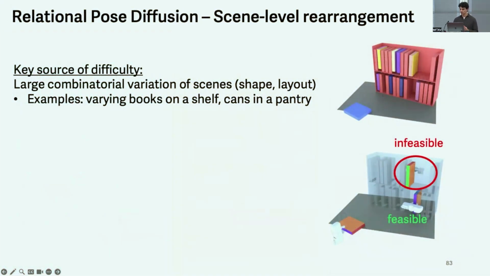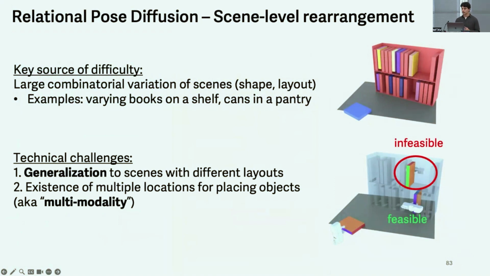The key challenges to overcome from these multi-object scenes is that they vary combinatorially in the layout and shape of the individual objects that make up the scene. On the input side, that variation presents an even greater generalization challenge, since things can change even more than before. On the output side, it means that many solutions might exist for prediction.